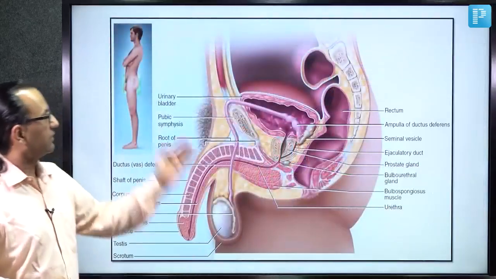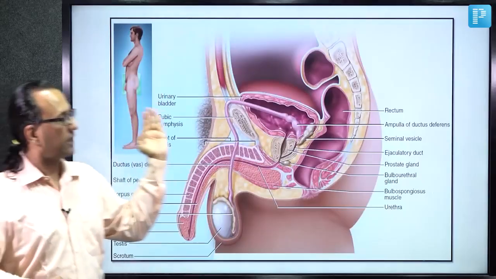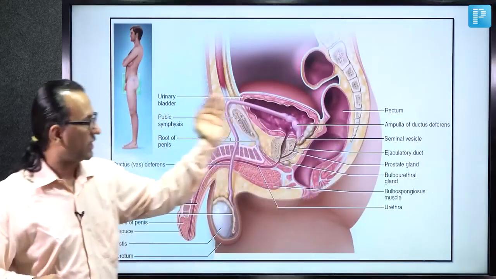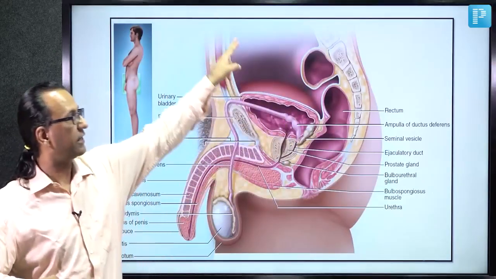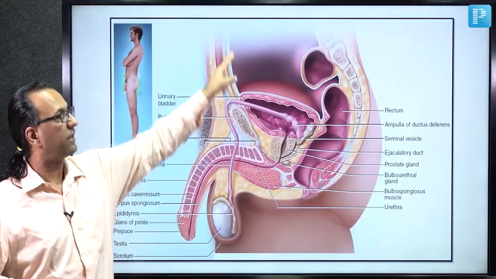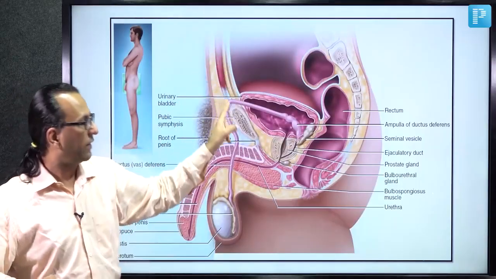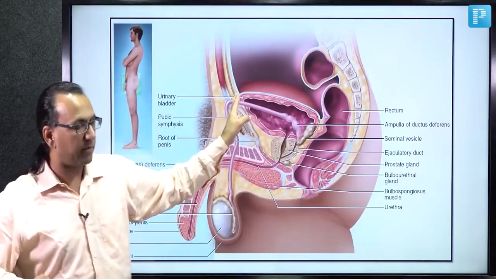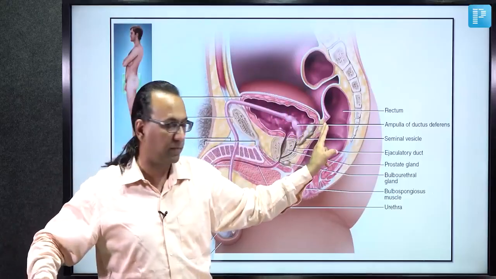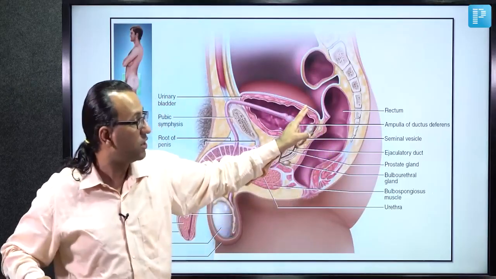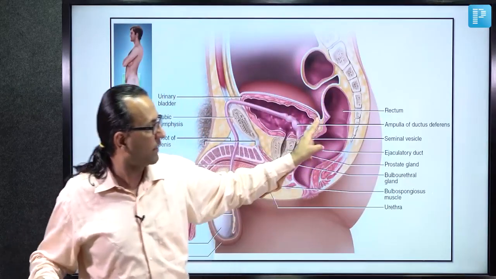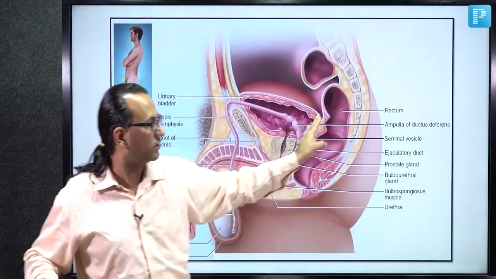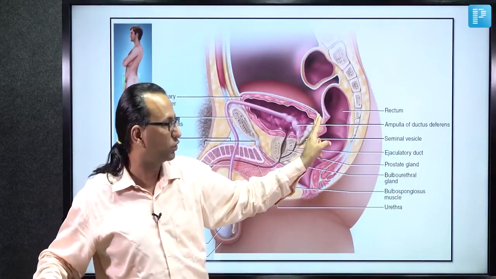Now what we are looking at is the sagittal section of the male pelvis, and you can repeat the same information as we did in the female: there is a parietal peritoneum on the anterior abdominal wall, reflecting onto the fundus of the urinary bladder, becoming visceral peritoneum. Then, as males do not have a uterus, it will directly reflect onto the rectum, making a pouch here, which is called the rectovesical pouch.